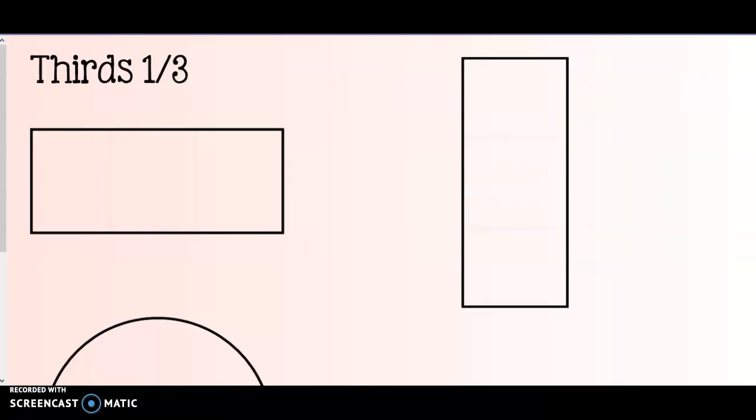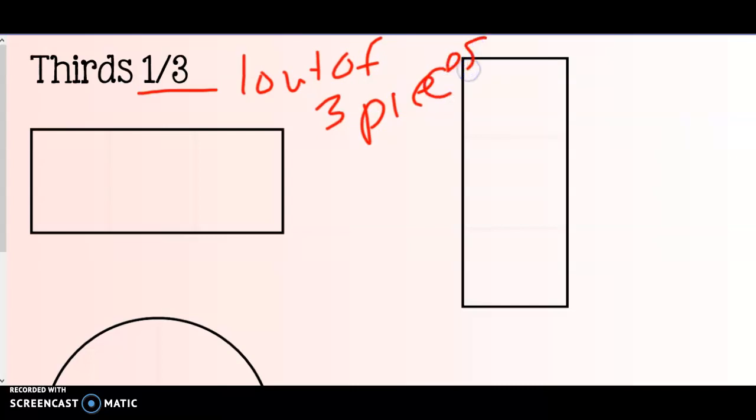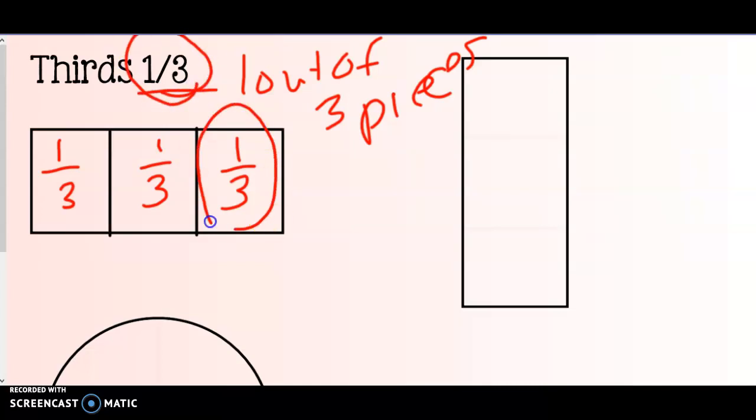Our next example, we're going to be splitting our shapes into thirds. 1/3. That means what? 1 out of 3 pieces. So when I split this rectangle, or my favorite brownie, into 1 out of 3 pieces, it will look like this. So this is 1/3, this is 1/3, and this is 1/3. It doesn't matter how you write your fractions. You may see your fractions written like this, or you may see them written the way I've just done. Either way is fine.